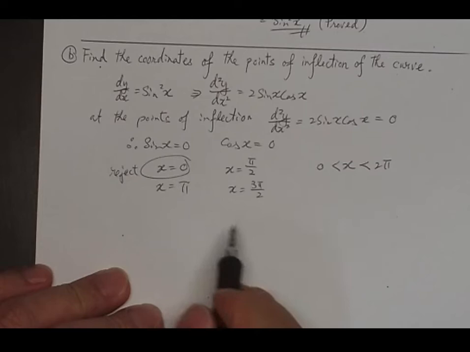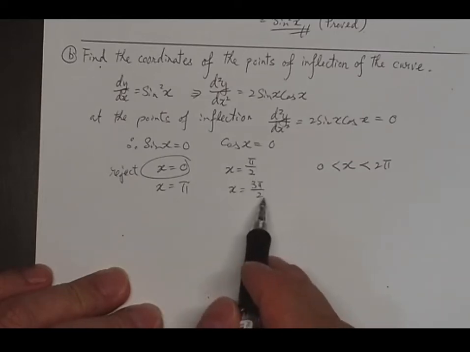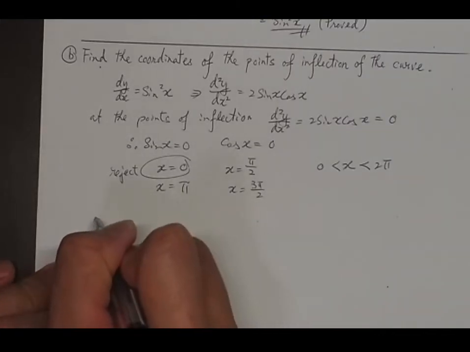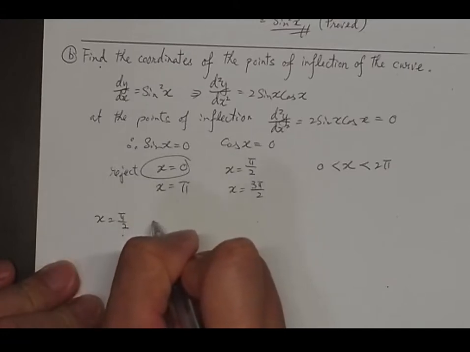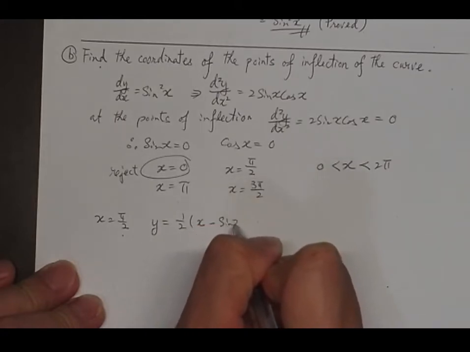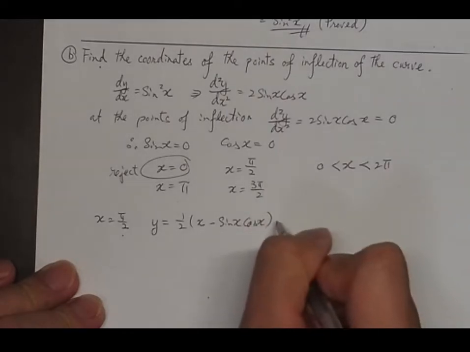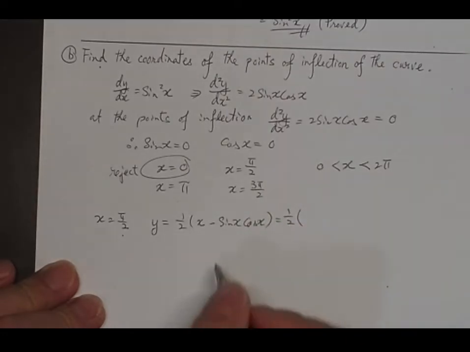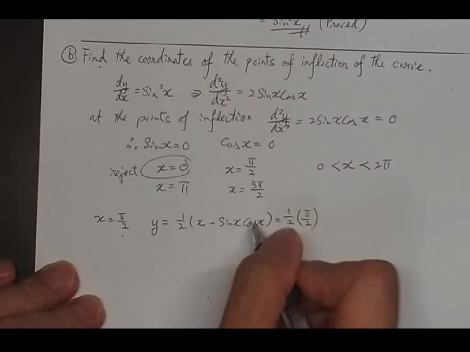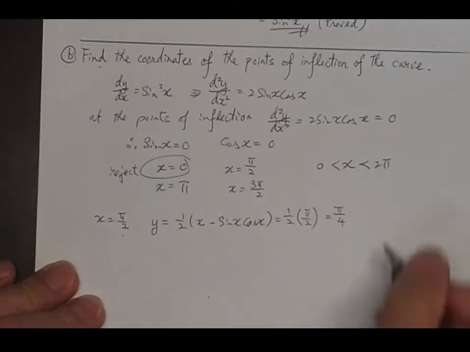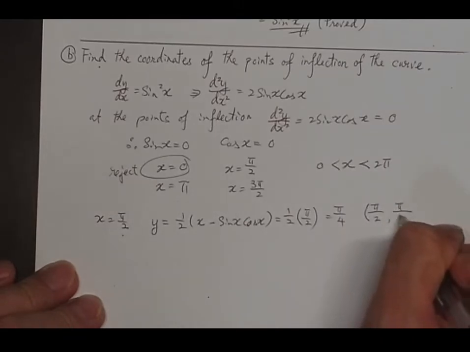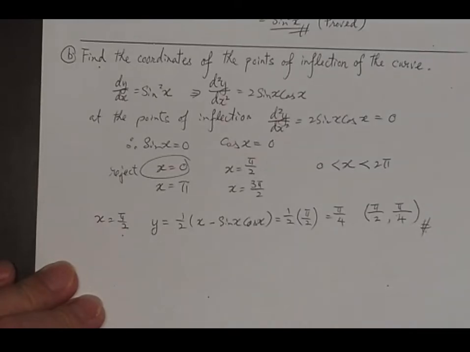So we have only 3 points, x equal to pi, x equal to pi over 2, or x equal to 3 pi over 2. If x equal to pi over 2, y is equal to half of x minus sine x cosine x, so it's equal to half, and this x is pi over 2, and this one is equal to 0, so we get pi over 4. So one point of inflection is x equal to pi over 2 and y equal to pi over 4. This is the first point of inflection.